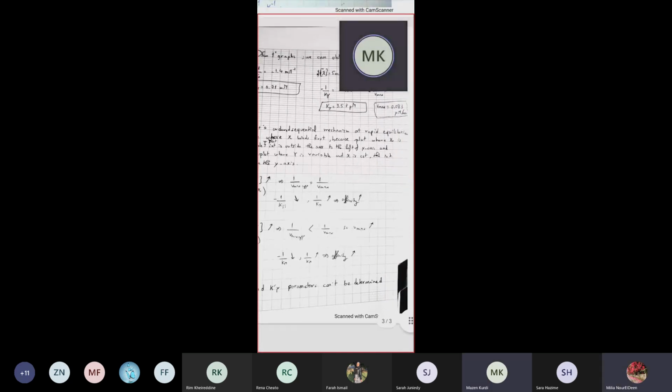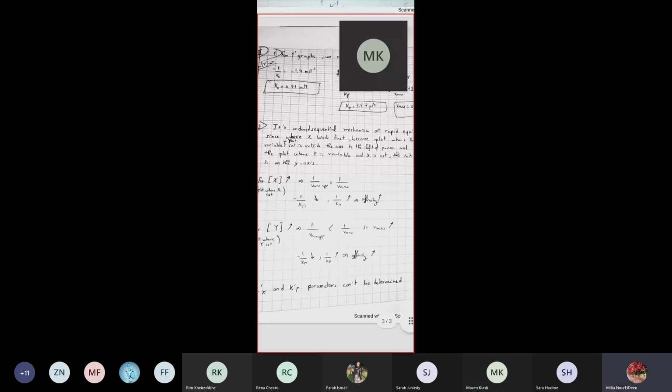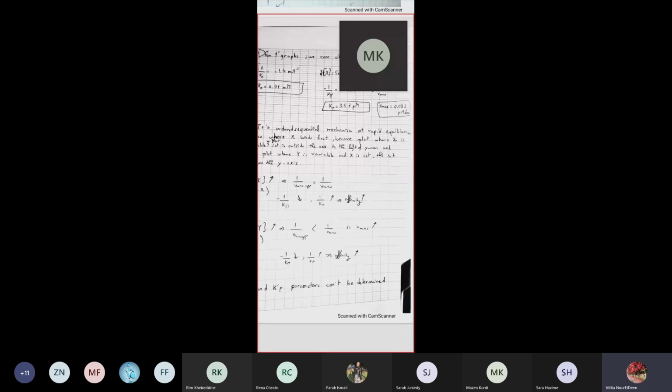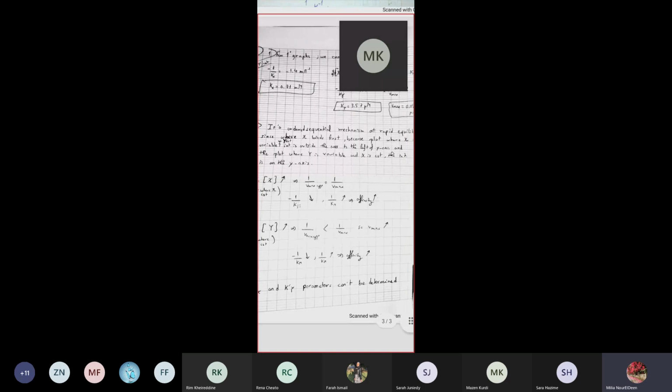It's an ordered sequential mechanism. Yes. At rapid equilibrium, X binds first, because in the plot where X is variable and Y is constant, the intersection is outside the axis, to the left of the y axis.